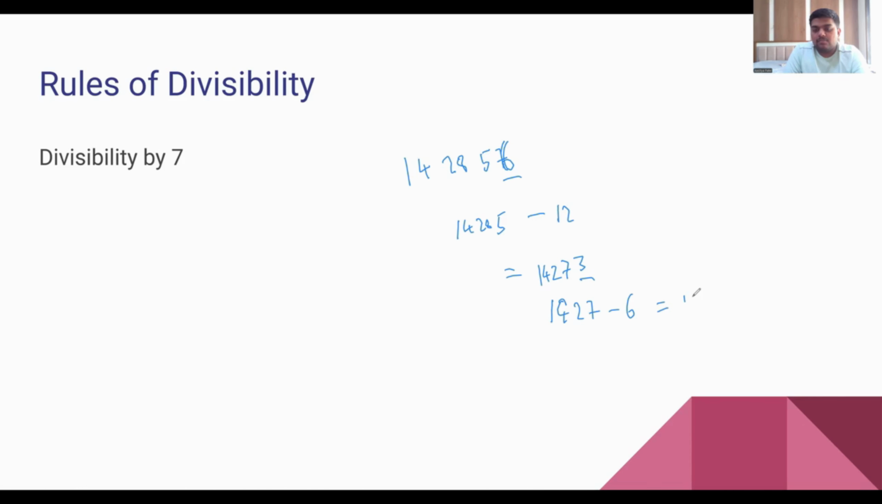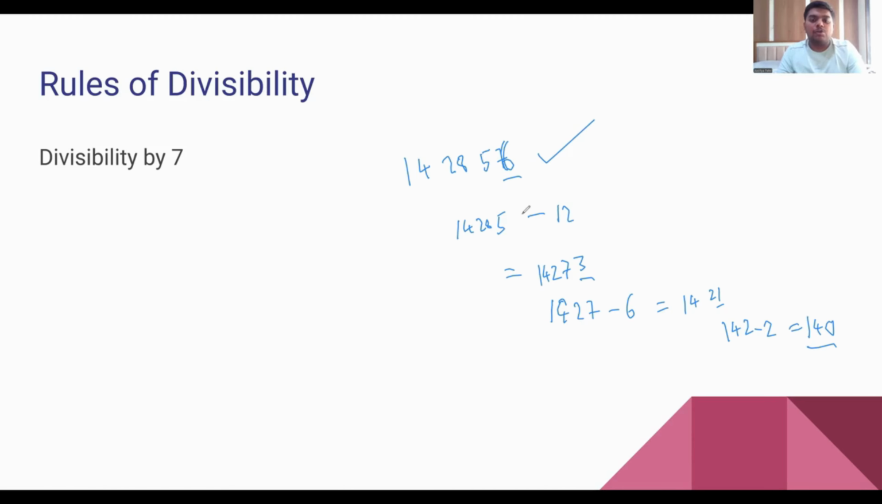This is equal to 1421. Take the units digit, multiply by 2: 142 minus 2. It is 140. Now see, 140 is divisible by 7. We can recognize it. So this is also divisible by 7.